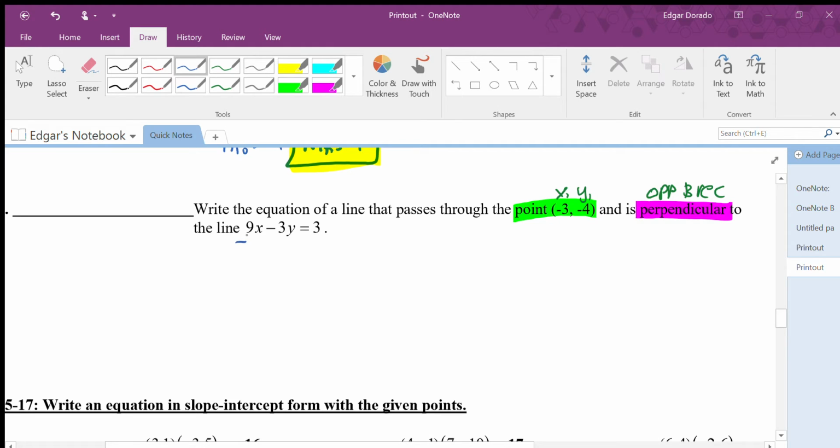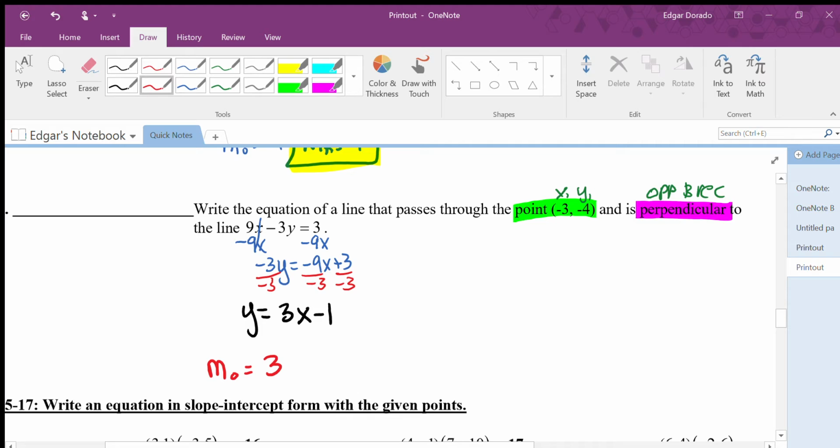And we do that by, kind of like what we did at the very beginning of this video, getting rid of the x's so we can isolate the y. So I got -3y, I have to divide by -3. So I really have y equals a positive 3x minus 1. That is my original equation. So the slope of my original equation, I'm going to call it m, is what? It's 3, or 3 over 1, whichever way you want to write it. I'm actually going to go ahead and write it as 3 over 1. Okay?